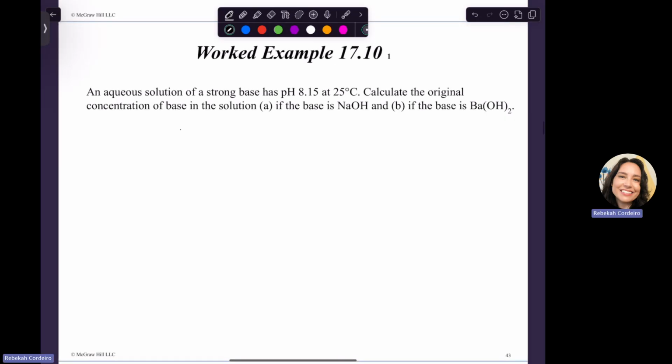So if we have pH, hopefully you recognized this at the beginning, that's the negative log of H3O plus. So if we do 10 to the negative 8.15, we'll get H3O plus, not OH. So how can we change it to OH? There are a couple options, but we can say pOH is equal to 14 minus pH. So 14 minus 8.15 gives me a pOH of 5.85.